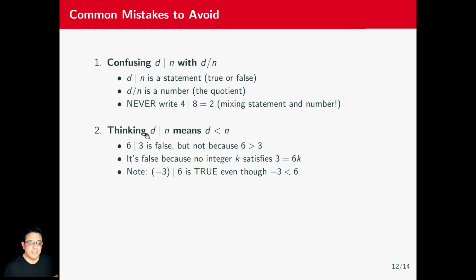Now, thinking that d divides n means that d is less than n is false. 6 divides 3 is false, but not because 6 is bigger than 3. It's false because there is no integer k such that 3 can be represented as 6 times k. Notice that minus 3 divides 6 is true, if I flip it backwards, even though minus 3 is smaller than 6.